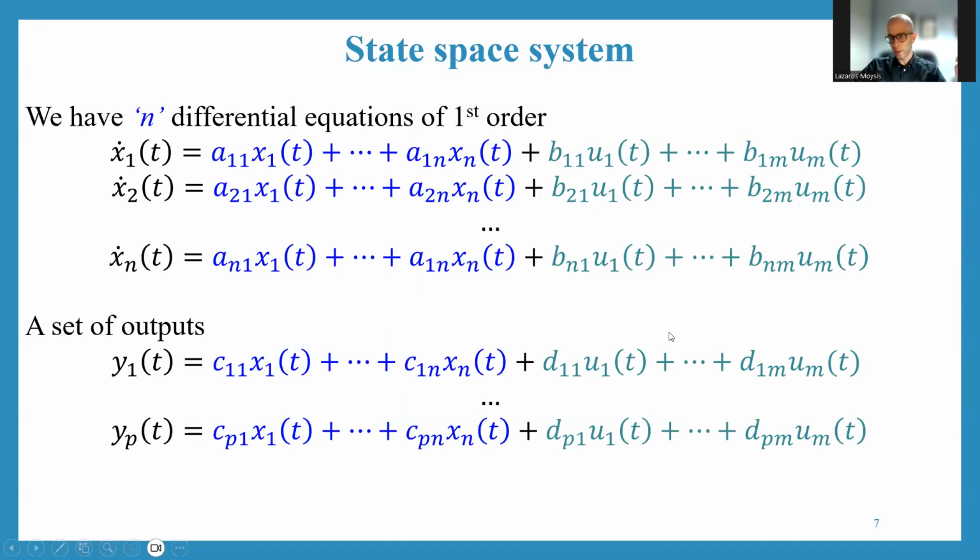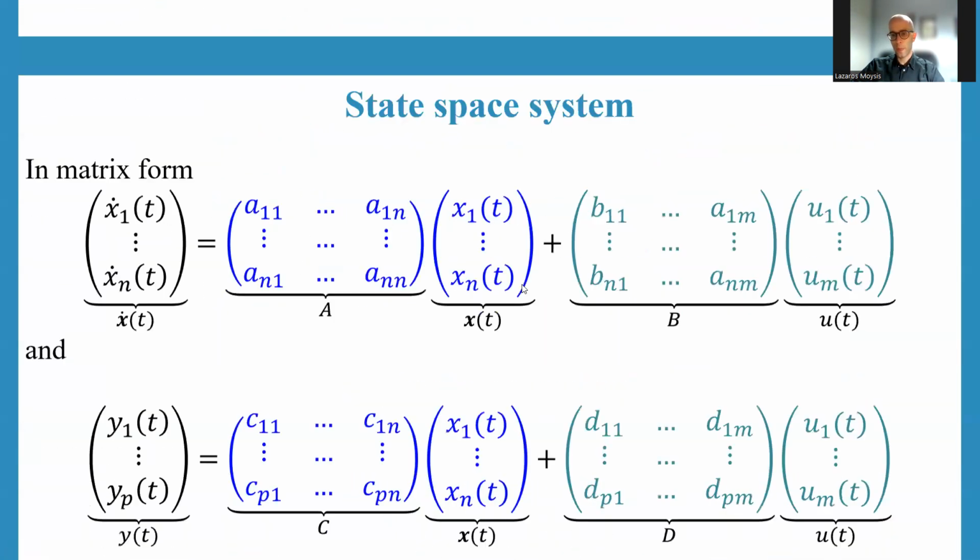Now, this is the state space, okay? So instead of having one differential equation, we have many. As you see right here, U1, U2, and so on are the inputs. X1, X2, X3 up to Xn are the states of the system. And we also have some outputs, Y1, Y2, Y3 up to Yp. Remember, the outputs don't have derivatives, right? That's why they're the outputs. So they are simply a linear combination of the state and input.